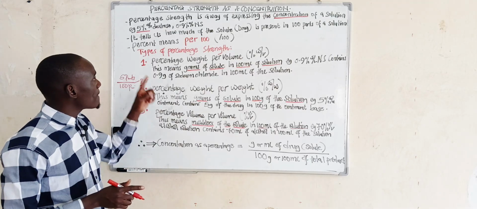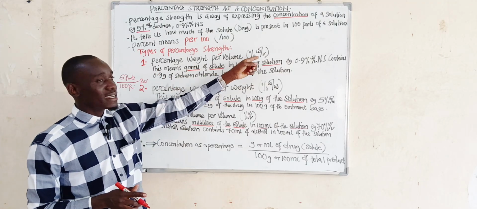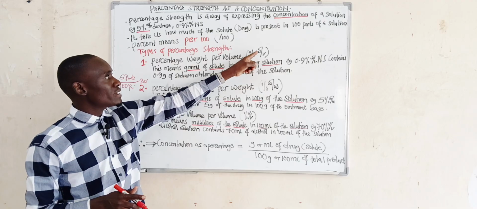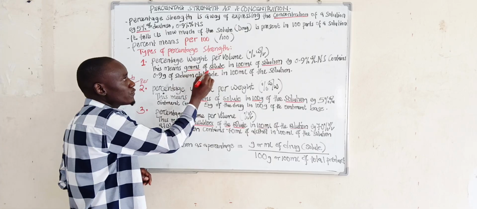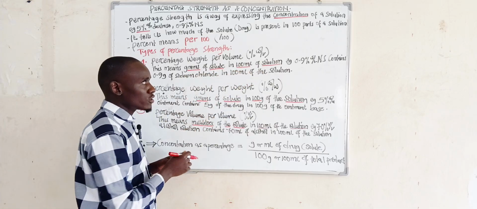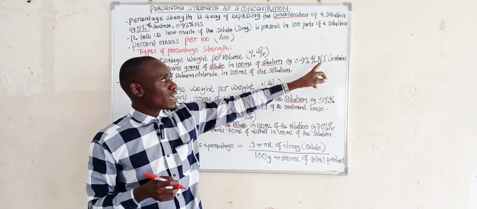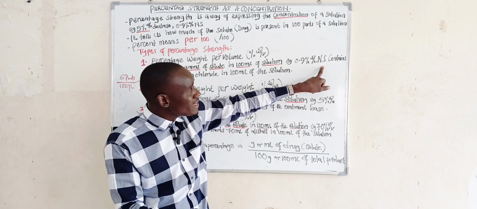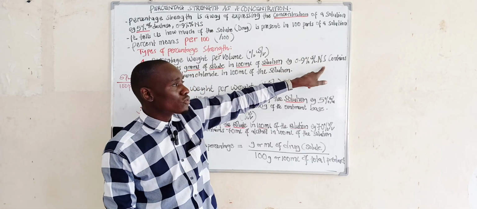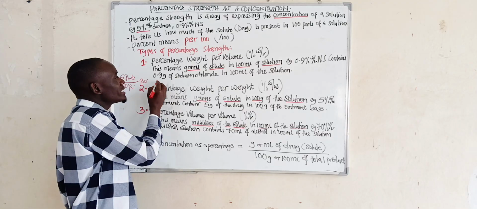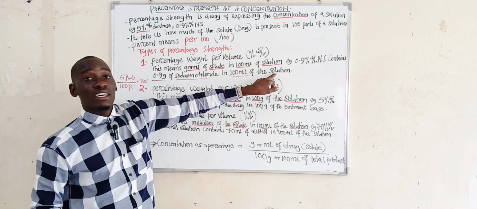The first one, percentage weight per volume, or for short, percentage weight in volume. What does that mean? This means grams of solute in 100 ml of solution. For example, when we say 0.9% weight in volume sodium chloride, what does it mean? It means that 0.9% weight in volume sodium chloride contains 0.9 grams of sodium chloride in 100 ml of the solution.